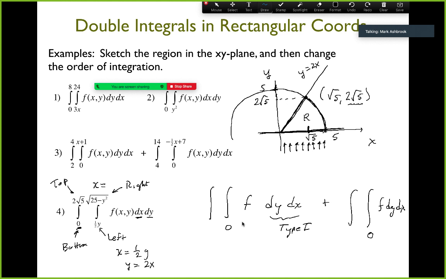So the bottom is always 0, but sometimes the top is y equals 2x. Sometimes the top is y equals square root of 25 minus x squared. So when is the top 2x? When x goes from 0 all the way to radical 5. And then when is the top the circle? When x goes from radical 5 to 5. So we got it.